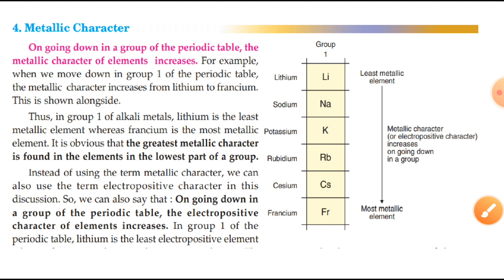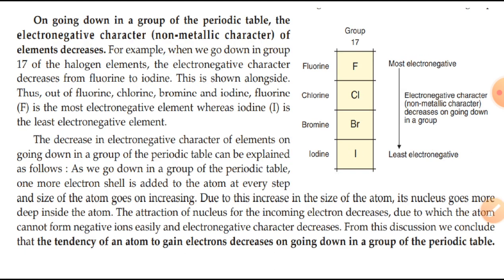Now, let's talk about non-metals. What happens when we move down the group? Students, non-metals are the elements which accept electrons in order to form anions. So they need electrons. When you move down the group, the same thing happens. Atomic size will increase. Effective nuclear charge, the force of attraction exerted by the nucleus, will decrease. Now, the nucleus helps an element to accept electrons by exerting a force of attraction on the upcoming electron. If there is less nuclear charge, the upcoming electron will feel repulsion. So it will become difficult for a non-metal which is down the group to accept an electron.